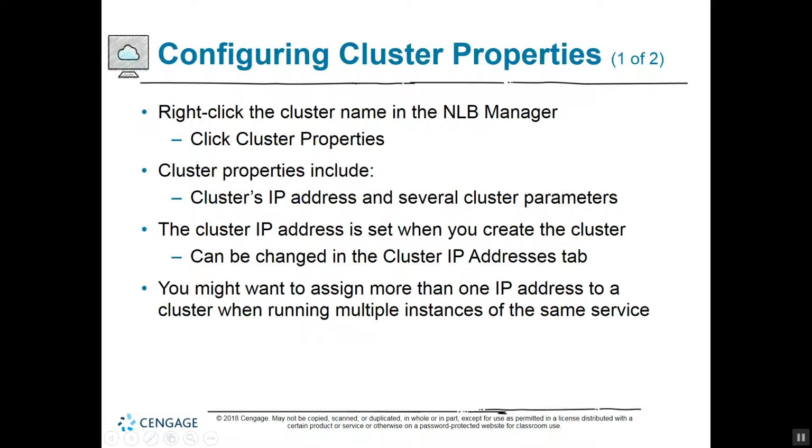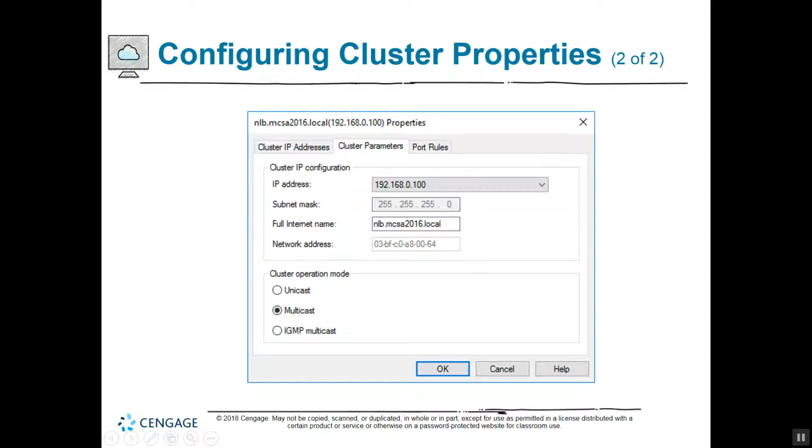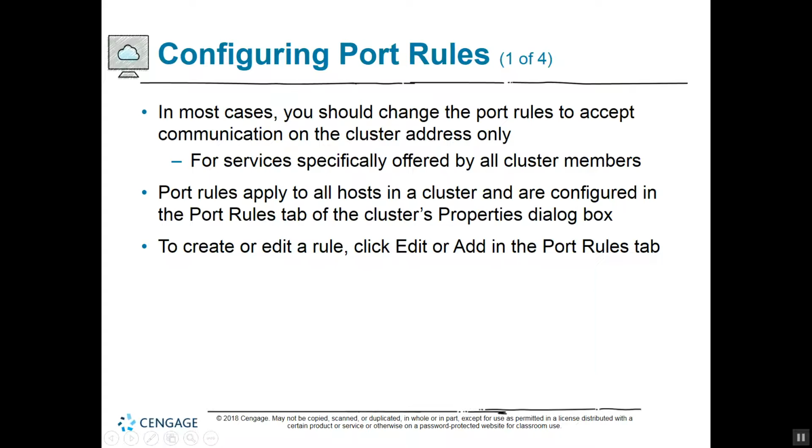When it comes to cluster properties, just right-click the cluster name in the NLB manager and click cluster properties. Cluster properties include the cluster's IP address and several cluster parameters. And here we go, here are the cluster parameters. We dealt with that already. In most cases, you should change the port rules to accept communication on the cluster address only.